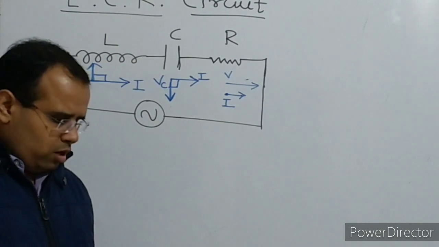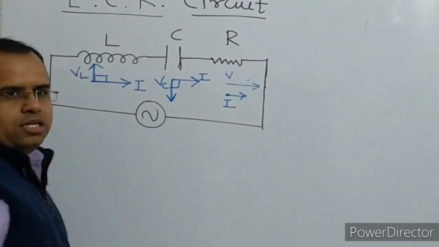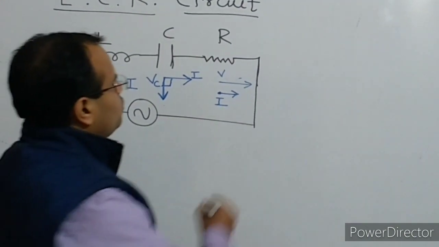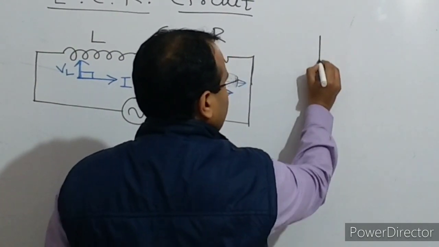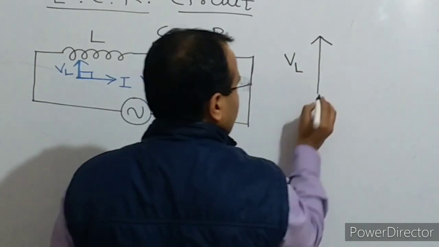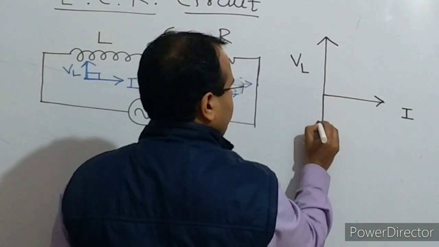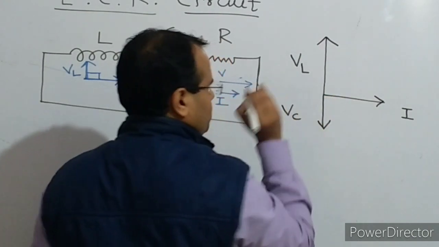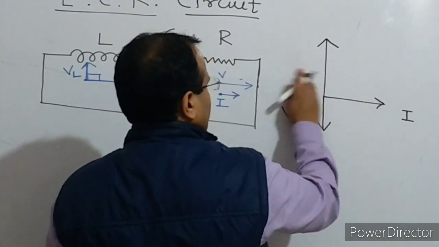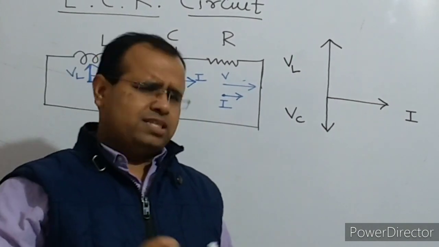For that we are going to draw a phasor diagram, utilizing the concepts which we learnt earlier. In the phasor diagram, VL is leading the current, which is somewhere here. Then here we have the voltage across the capacitor, given by VC. It is possible that VL is greater than VC, and it is also possible that VL is less than VC.